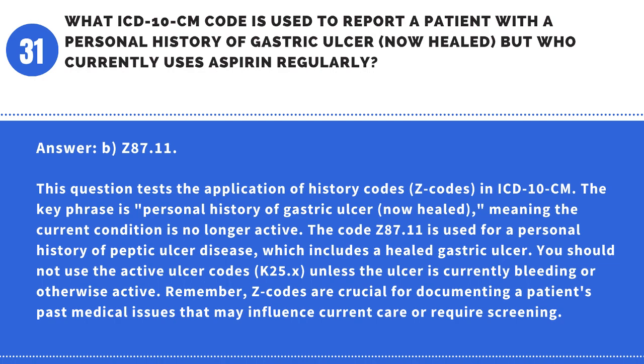Z87.11. This question tests the application of history codes, Z codes, in ICD-10-CM. The key phrase is personal history of gastric ulcer, now healed, meaning the current condition is no longer active. The code Z87.11 is used for a personal history of peptic ulcer disease, which includes a healed gastric ulcer. You should not use the active ulcer codes K25.X unless the ulcer is currently bleeding or otherwise active. Remember, Z codes are crucial for documenting a patient's past medical issues that may influence current care or require screening.